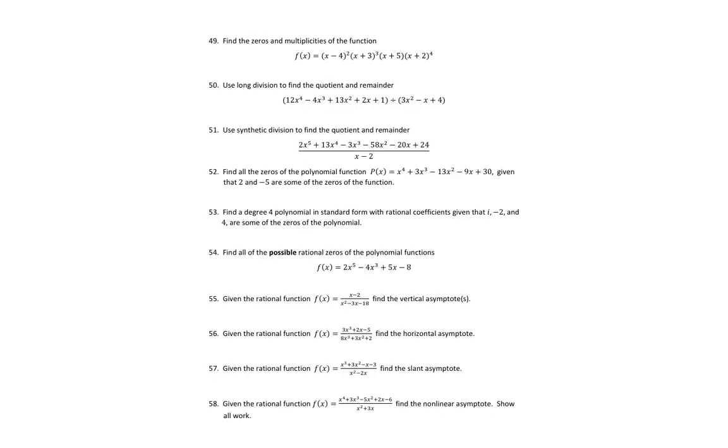down. Okay, for this next one, find the zeros and multiplicities of the function. Well, to find our zeros, we're going to set each of these factors equal to 0 individually, and we'll solve. We'll say zeros first: 4, -3, -5, and -2.